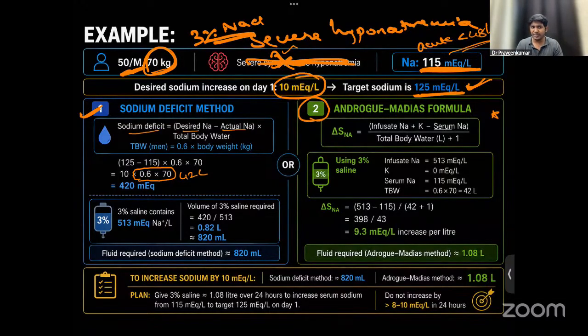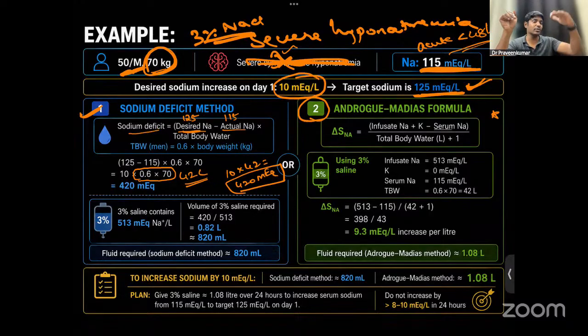Any doubt with this? So 42 is your total body water, multiplied by desired sodium minus actual sodium. What is the desired sodium? You have 125 as the desired sodium, because we are going to increase it to 125. Actual sodium is 115. So 125 minus 115 is 10. So 10 multiplied by 42 equals 420 milliequivalents. So 420 milliequivalents is the actual sodium deficit in the entire person. When you give 420 milliequivalents of sodium, his serum sodium will increase from 115 to 125.